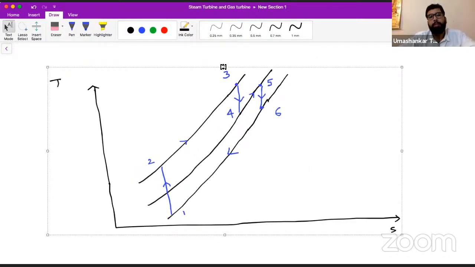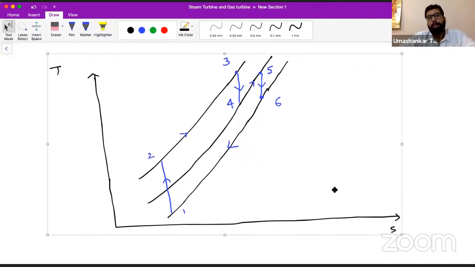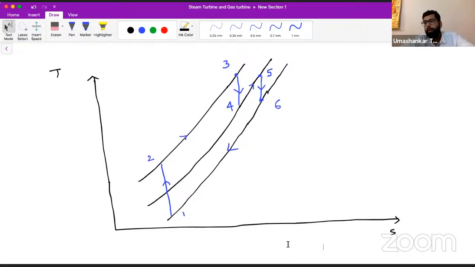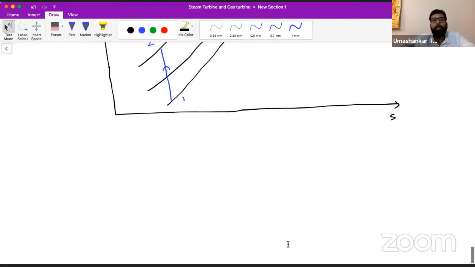All right, yes or no? I have just enlarged it a bit, so all of you can have a good look. All right, so this is how we can make our TS diagram.